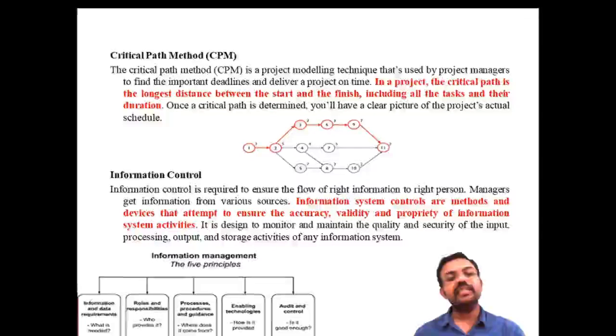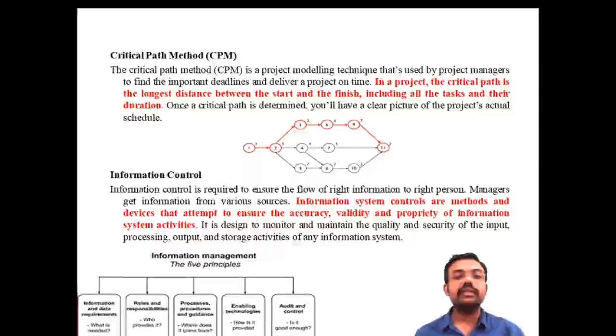In an organization, there is a lot of information. You must communicate the information at the right time to the right person. In order to ensure this information movement, you can use information control. And information management must focus on the role and responsibility of the information, enabling technology, auditing control, or other parts of information control. You can pass the right information to the right person at the right time.